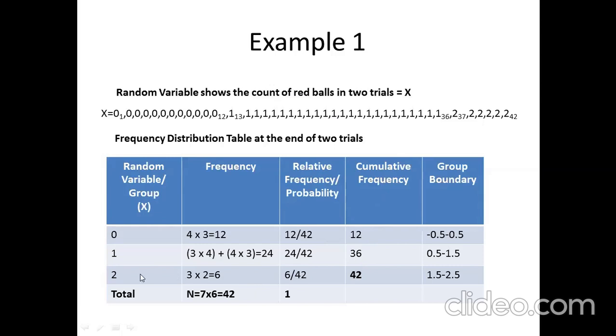And then in the last group 2 we had the total frequency 6, and 6 when added to previous two frequencies gives the result, that is 6 plus 36 is 42, which means that till 42nd value in the data set we have twos. The last column is group boundary.